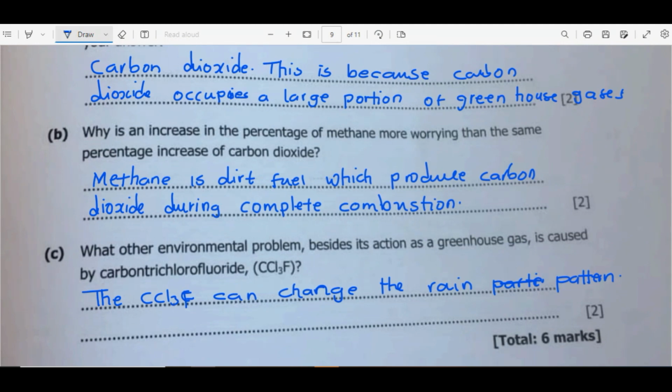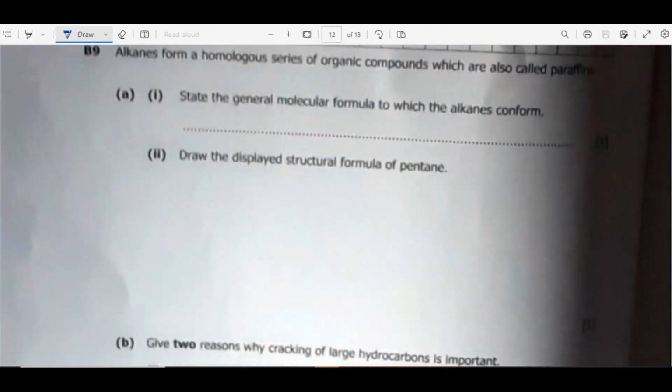Apart from the rain pattern, it can also bring diseases. So there are so many. These are some of what we can look for here. Okay, question 9, the last one. Pardon me with the paper, it's not that clear, but let's see what we can get from this.